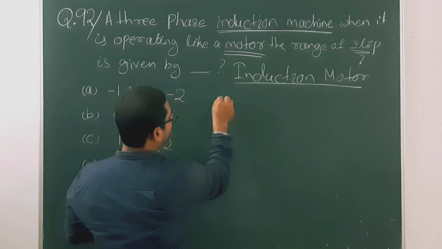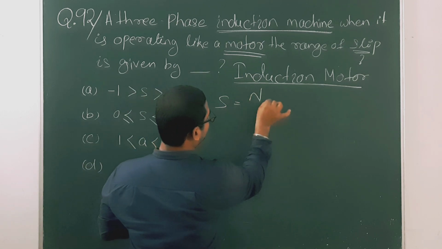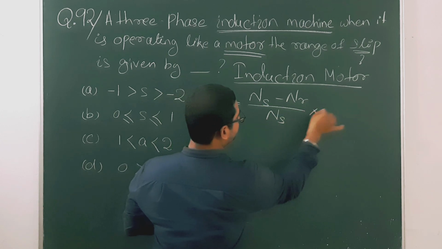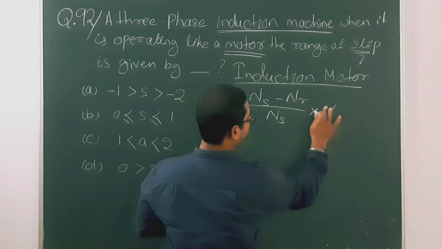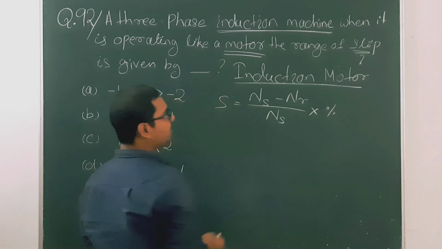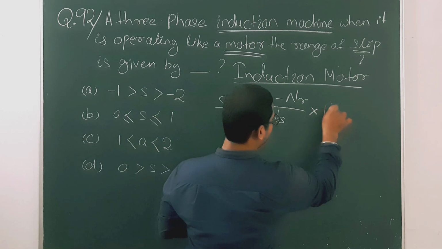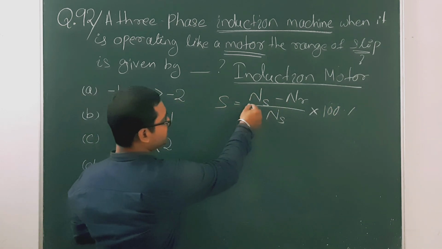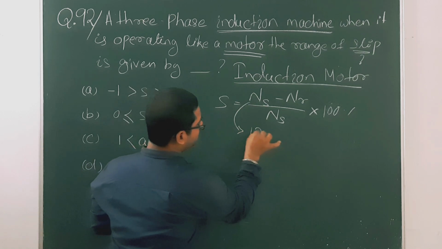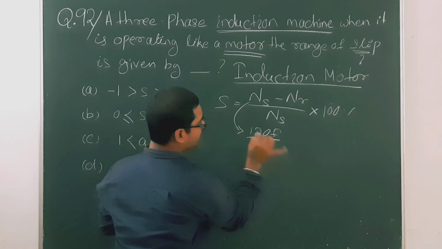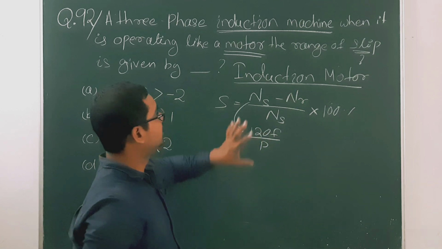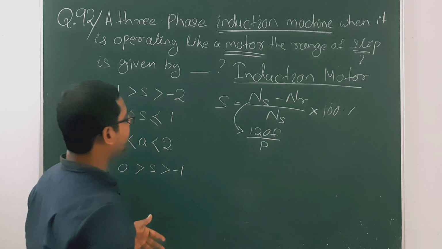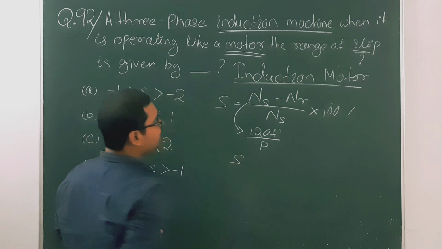The slip S equals Ns minus Nr divided by Ns, and it is expressed as a percentage, so into 100 for finding the percentage. What are Ns and Nr? Ns is the synchronous speed, whose value is 120 into F by P, and Nr is the rotor speed.